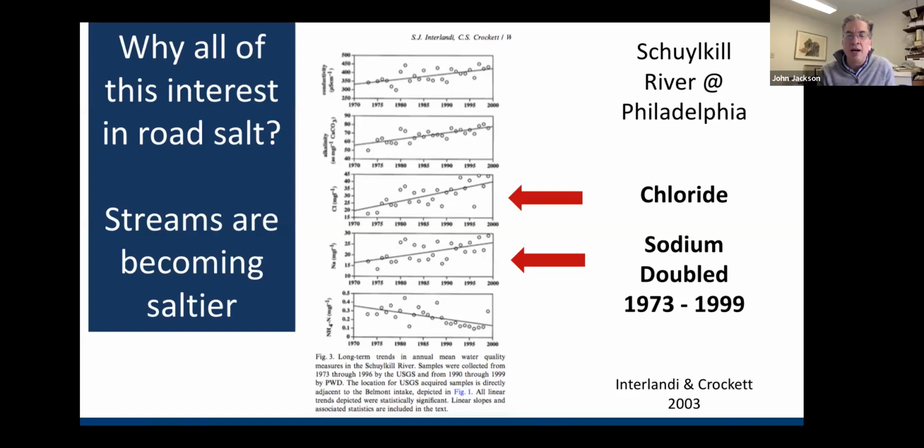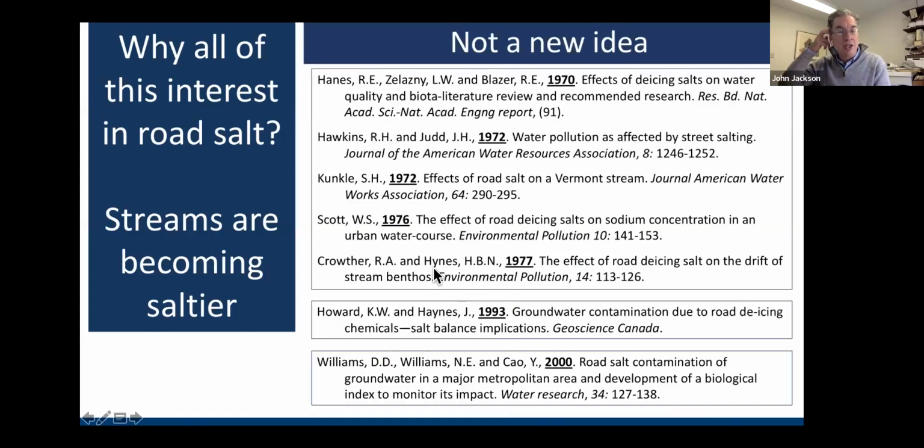So by 1999, the data were showing that salt was increasing. This was long before anyone started talking about it in our area or in science in general. But there's actually a huge gap in that conversation.